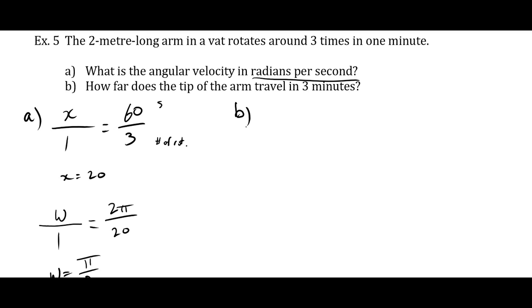So the 2 meter long arm goes around 3 times in 1 minute. So it's going to travel 9 times around in 3 minutes, right? How many times in 3 minutes? If it goes 3 times in 1 minute, multiply both sides by 3, x equals 9. So 9 rotations.